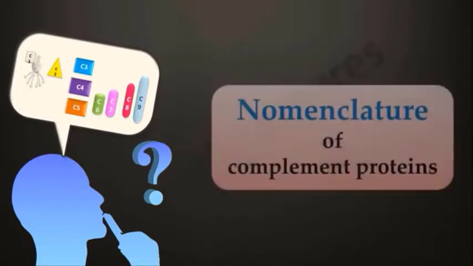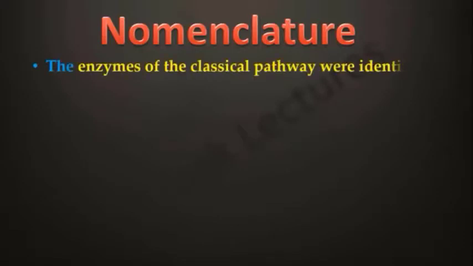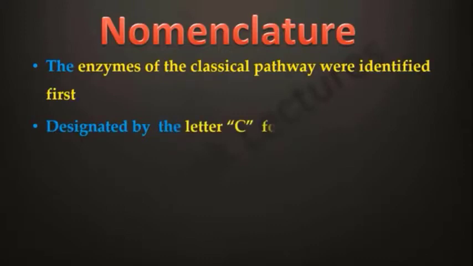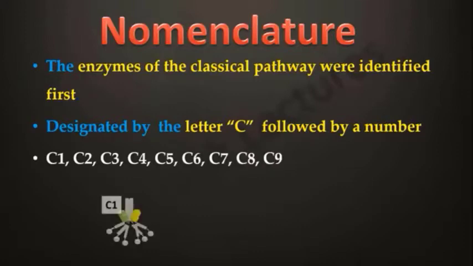Before going into details of these pathways, it is important here to first understand the nomenclature of the complement system. So let us first study the nomenclature of the complement system. The enzymes of the classical pathway were identified first. They are designated by capital letter C followed by a number. These numbers indicate their order of discovery. There are 9 such proteins, C1 to C9.